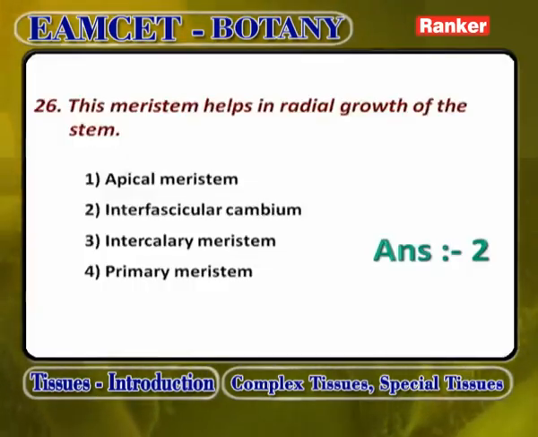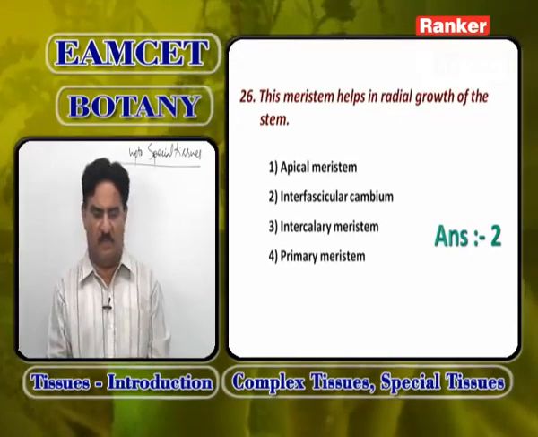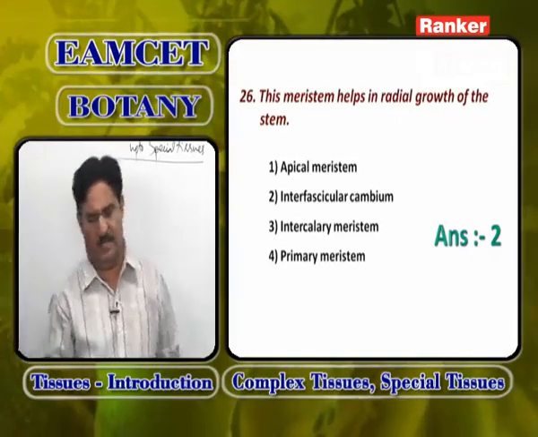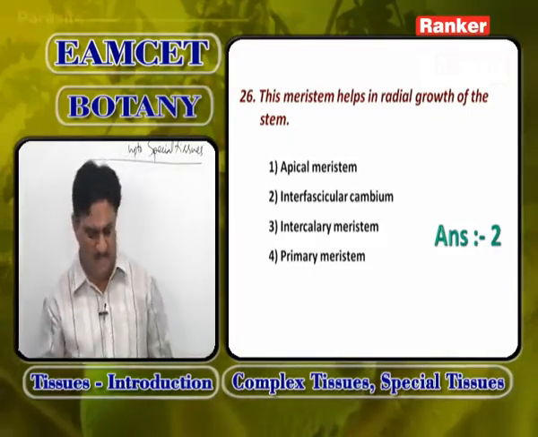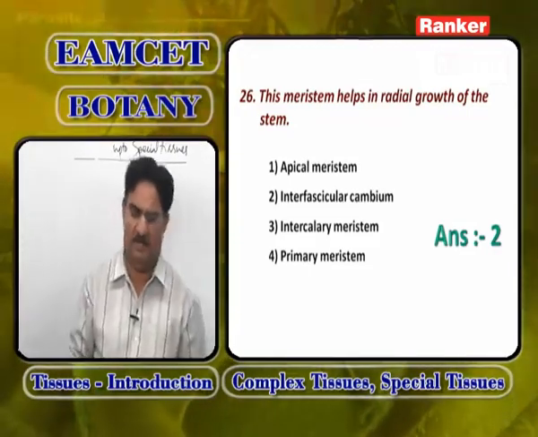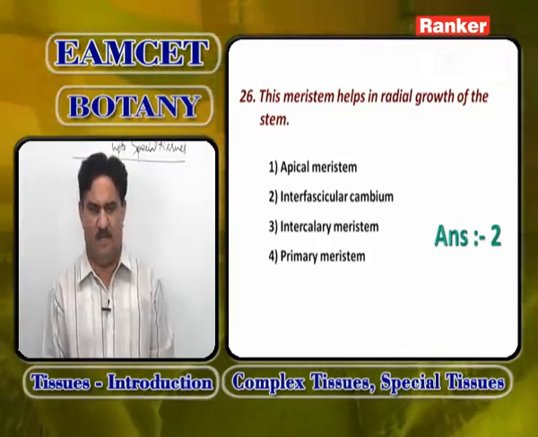So the answer is interfascicular cambium, which is formed by the dedifferentiation of cortical tissues or whatever parenchyma tissue is in the medullary ray, and they help in secondary growth. The meristem that helps in radial growth or secondary growth, both are the same. The meristem that helps in the radial growth of the stem is interfascicular cambium.